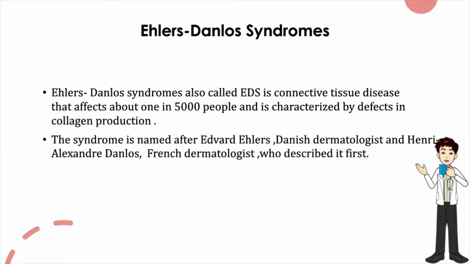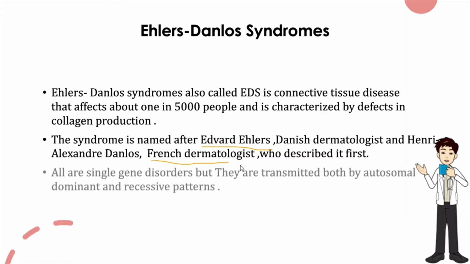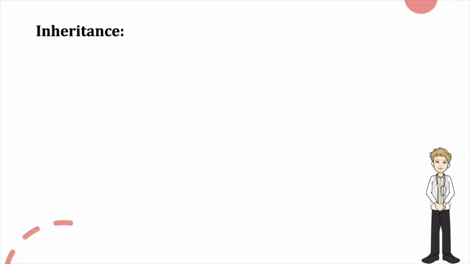This syndrome is named after two dermatologists. The first one was the Danish Edward Ehlers, and the second was the French dermatologist Henri Alexandre Danlos, who described it first. All are single gene disorders, but some are transmitted by autosomal dominant and some through a recessive pattern.